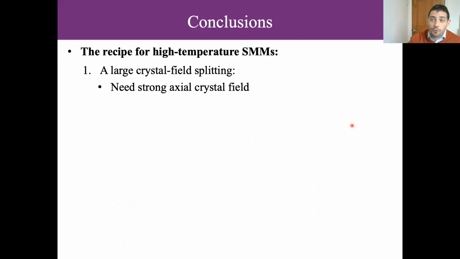Okay, so the recipe for high temperature or high performing single molecule magnets. You need a large crystal field splitting between your states. You need to separate these energy states a long way in order to make relaxation slow. So you need a strong axial crystal field potential. And as I discussed earlier on, that has to be uniaxial, ideally minimizing rhombic, low symmetry interactions, and you need to have the right states as the ground states to begin with. So once you've got all of that, this is how you optimize or maximize.